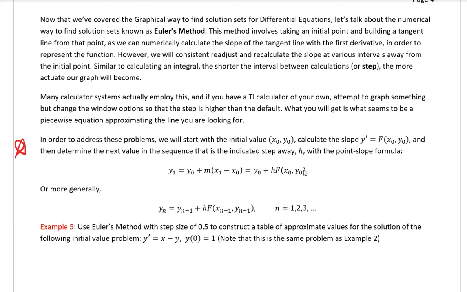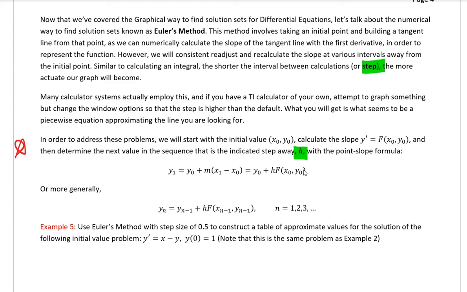value in the sequence. The next value in the sequence, though, will depend on the step, which we represent with an h. The step is how far do we go until we recalculate. So whatever my initial point is, how far along the x-axis do I go until I recalculate and find my next point. The lower the step is, the more accurate your graph will be.